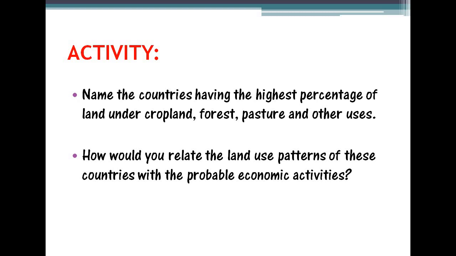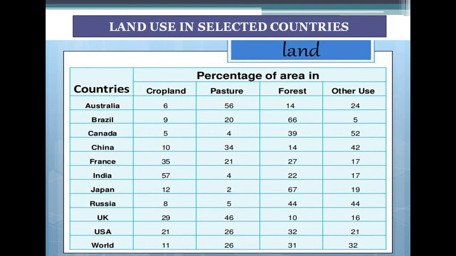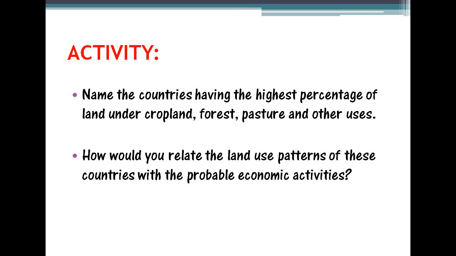As you can see here, the UK has only 29% agricultural land and the USA has only 21%. Now, here is an activity for you all. With the help of the table only, you have to find out the first one: name the countries having the highest percentage of land under cropland, forest, pasture and other uses. You have to find out the countries with the highest percentage of cropland, forest, pasture and other uses.